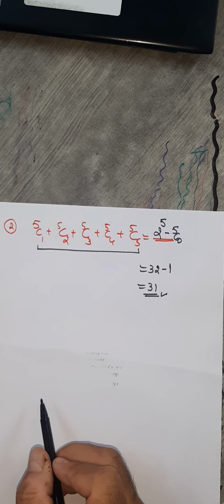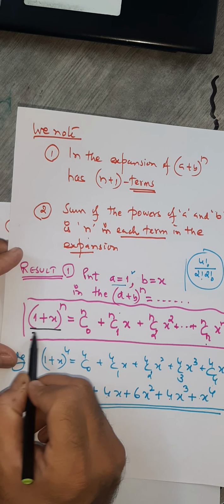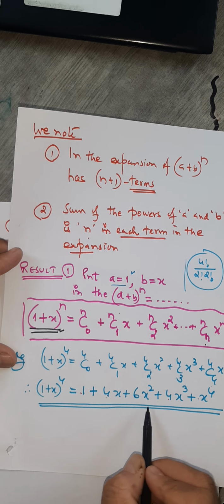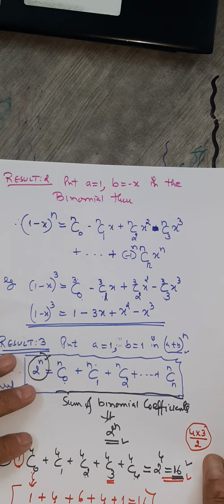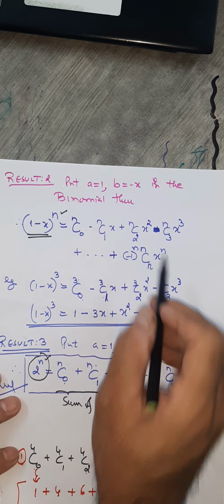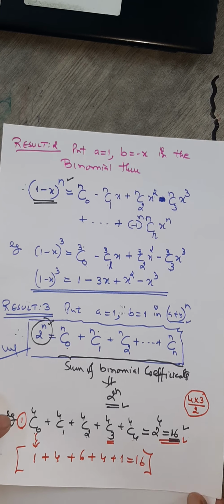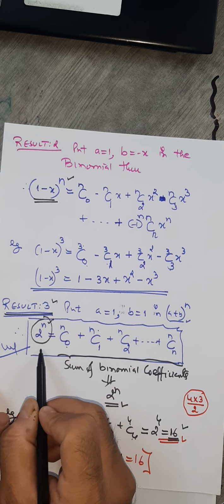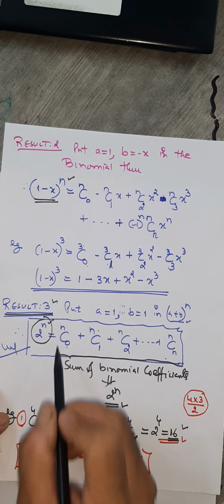Okay. So we have 3 important results here. The first result is about expansion of 1 plus x the whole raised to n, right? As I explained, that's result number 1. Result number 2 is about expansion of 1 minus x the whole raised to n, right? Just alternative sign. Result number 3, that's about the sum of all the binomial coefficients being 2 raised to n.